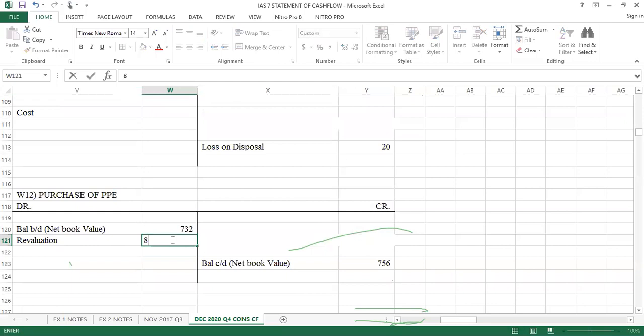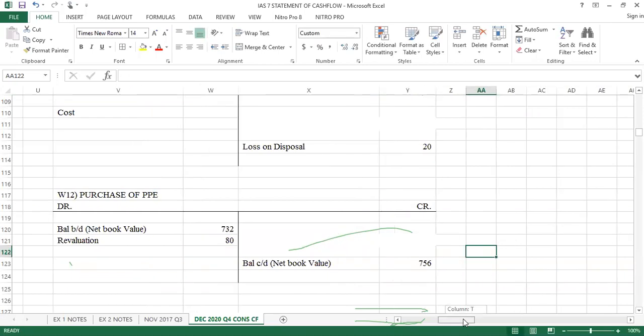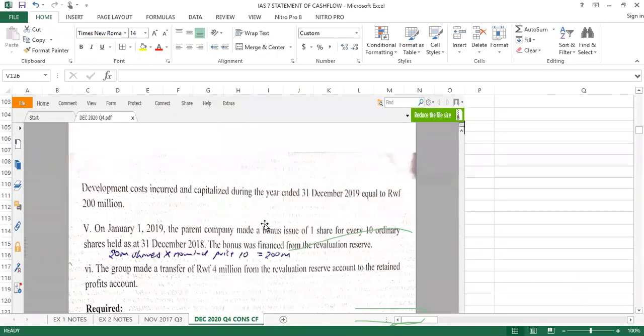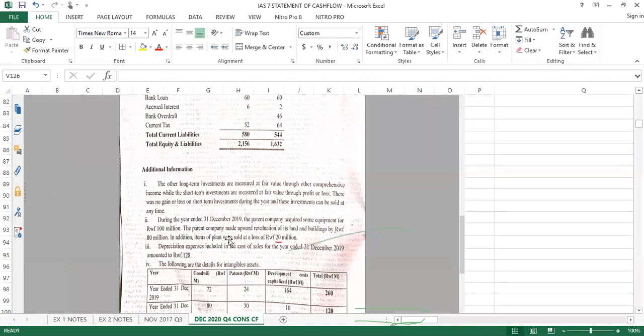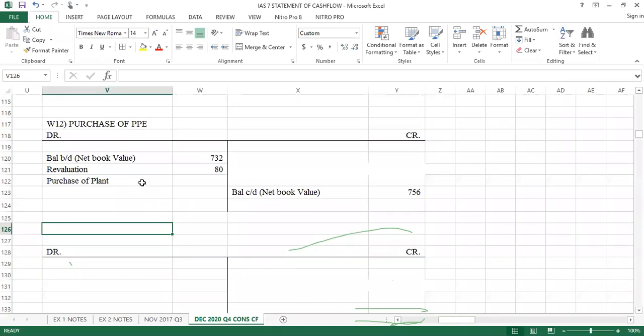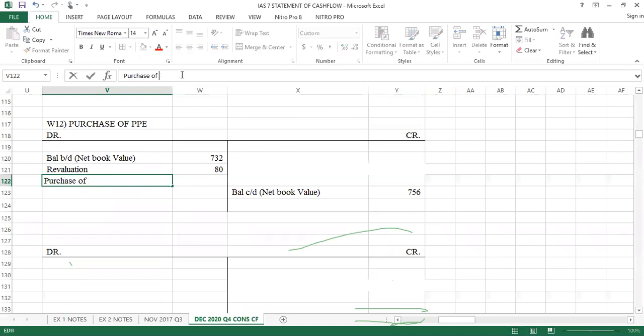I know I'm taking a lot of time, but I just want to ensure that the question is doable. Now, there was acquisition, purchase of plant during the year. Was it 100 million? This question had a lot of workings that, if you are not careful, can confuse you. During the year, the parent acquired some equipment for 100 million. That is still PPE, property, plant, and equipment. So purchase of equipment, not plant. Equipment was 100 million. I think I've now cracked it.